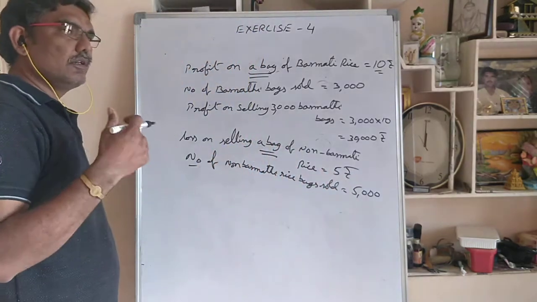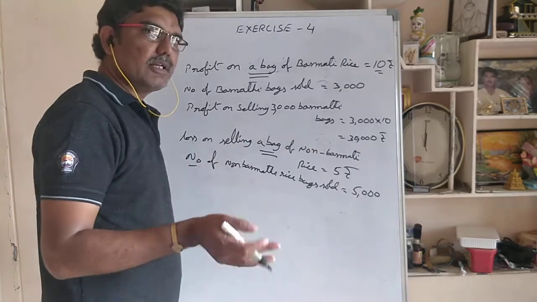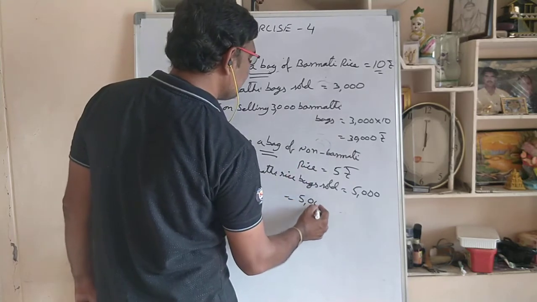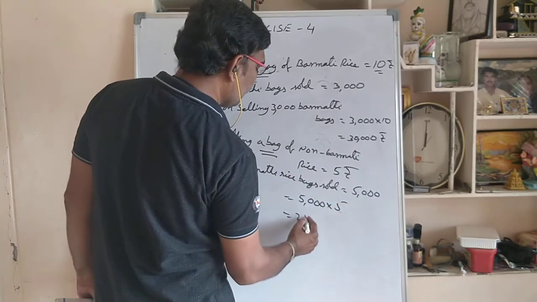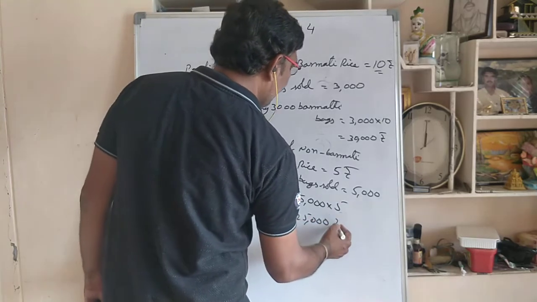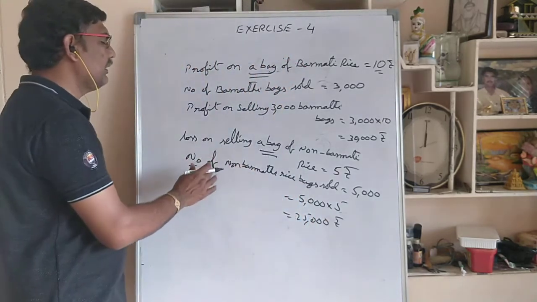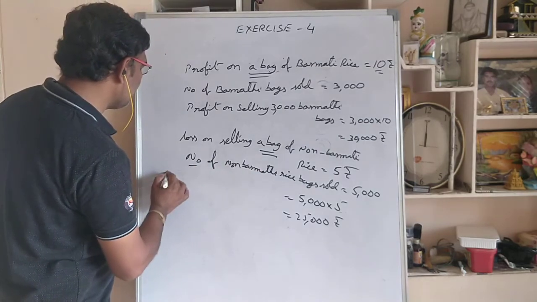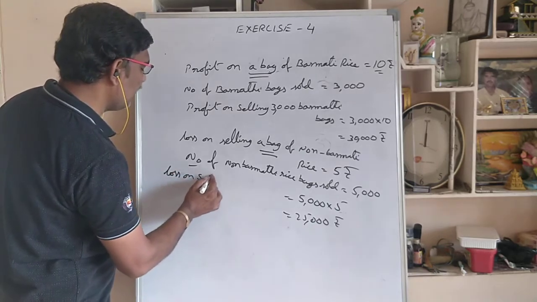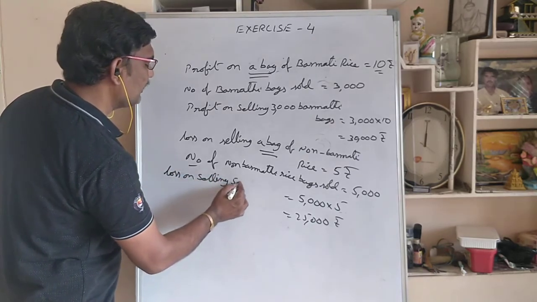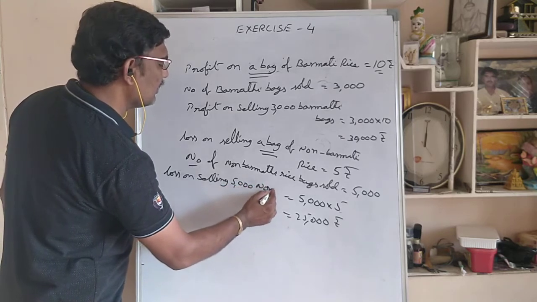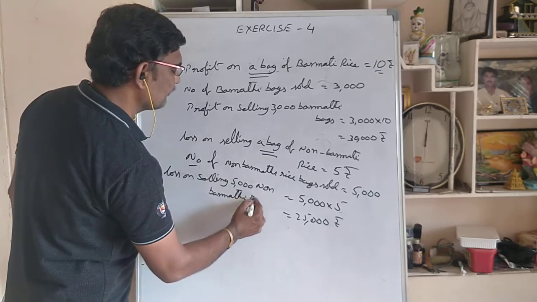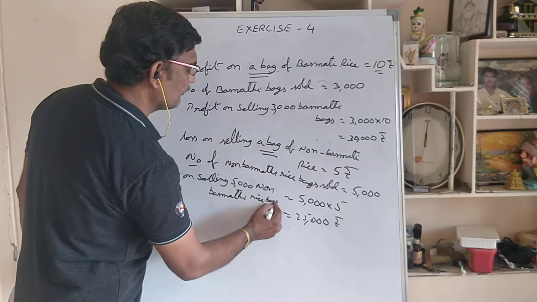For 2 bags, 2 into 5. For 3 bags, 3 into 5. For 5,000 bags, how much loss he will get means 5,000 into 5. How much will he get? 25,000 rupees loss he will get by selling. Loss on selling 5,000 non-basmati rice bags is ₹25,000.